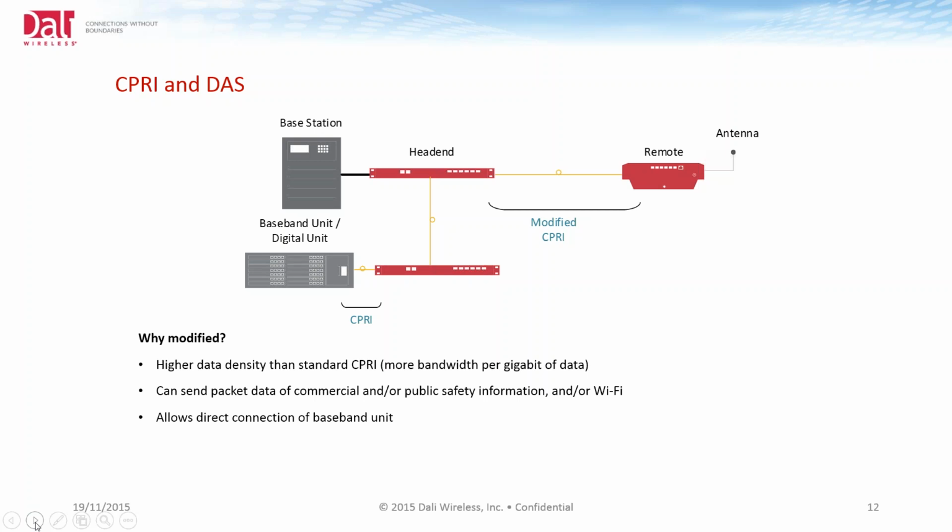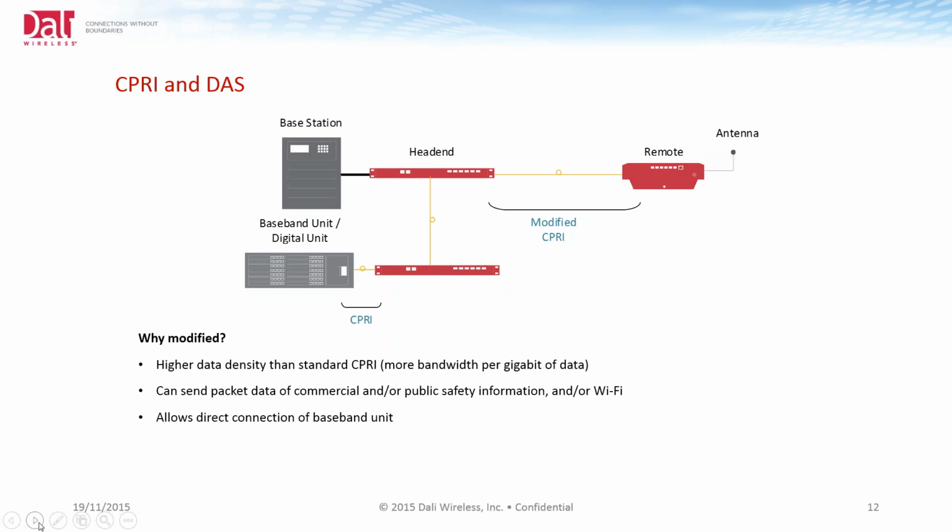Why do we modify it? Well, as I said before, CPRI is a standard. We use CPRI as a standard, but we've actually modified it to get a higher data density than in the standard CPRI. And again, under the conditions we use it, it's relatively straightforward to do this. We get more bandwidth per gigabit of data. So in the 6 gig system that Dali has in the market today, we can actually get 164 megahertz of mixed RF bandwidth on a single fiber.